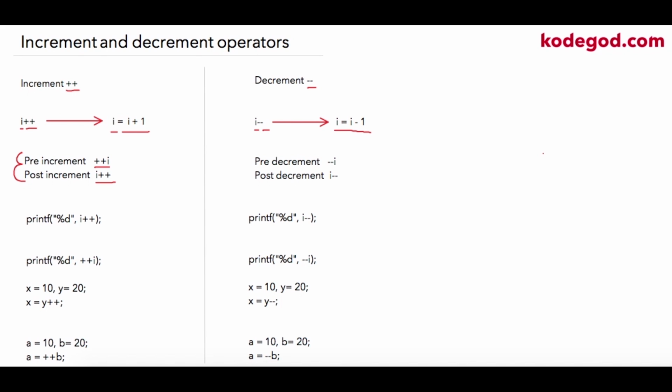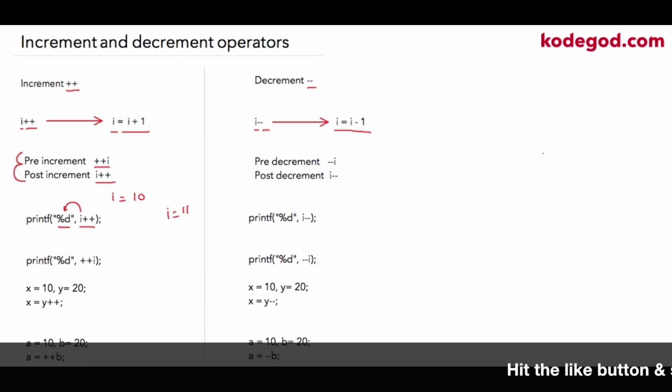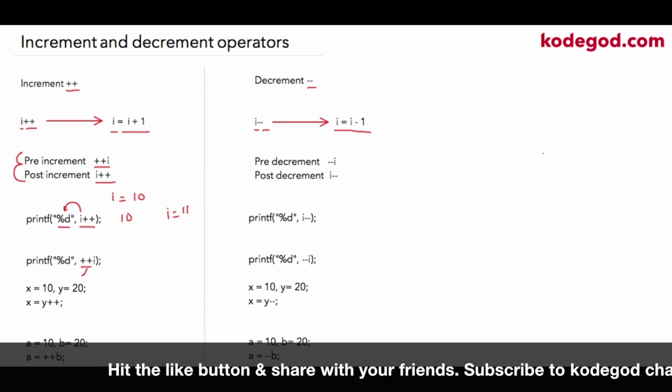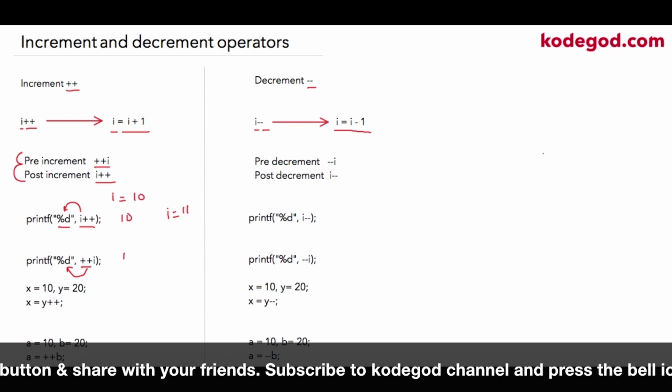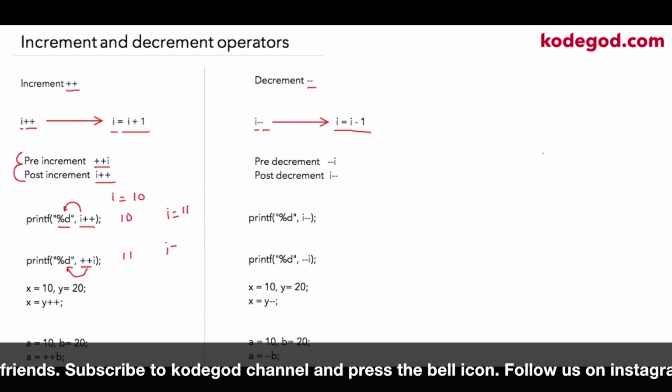Both of these statements will be incrementing value of I by 1, but if we write I plus plus in printf statement, while printing value of an integer over here, it will take current value of I and then increment value of I. So if I was equal to 10, at the end of the program value of I will be 11 and printf will print 10. But in case of plus plus I, the incremented value will get printed, that is it will print 11 and also I will become 11.